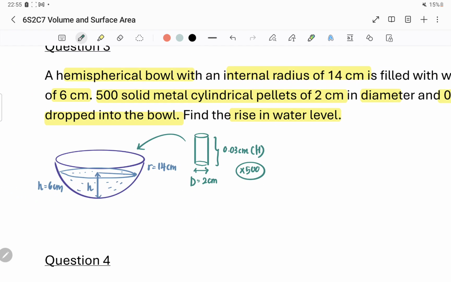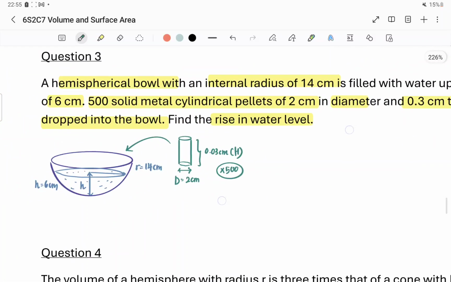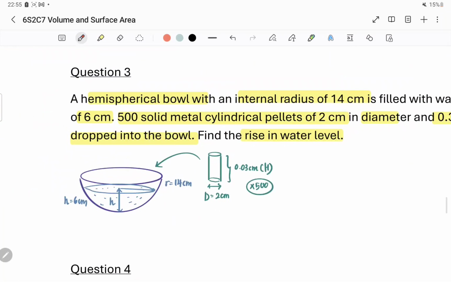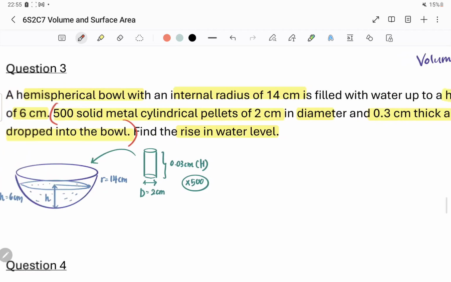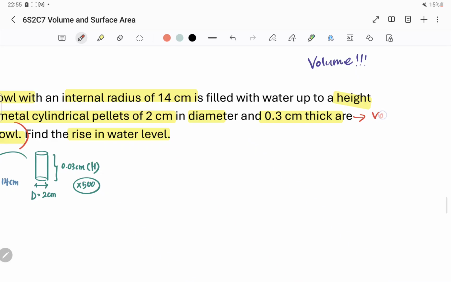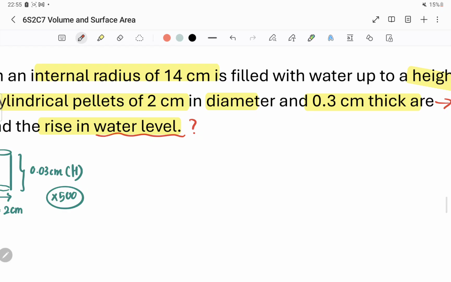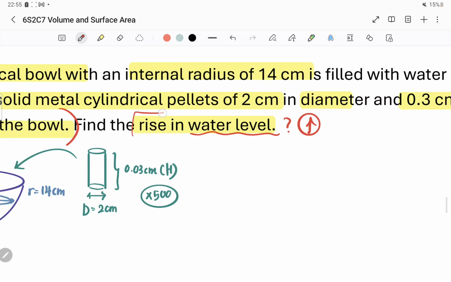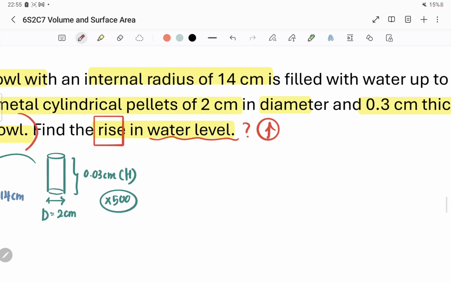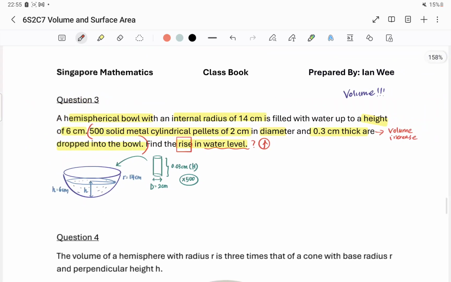When they put into the bowl, the volume changes. You remember, look at here. So this one you can write down. When they put these 500 solid metal cylindrical pellets into the water in the bowl, what actually happened? Volume increases. If the volume increases, then what will happen to the water level? The water level will increase also. That's why it mentioned find the rise in water level. So how much does it rise?